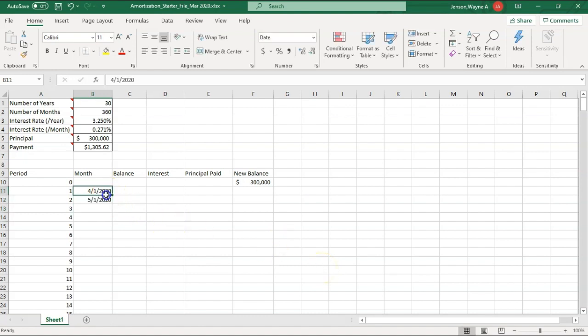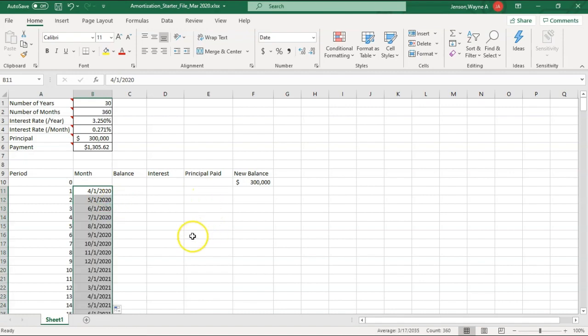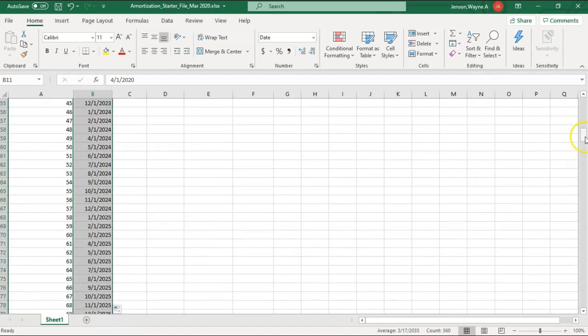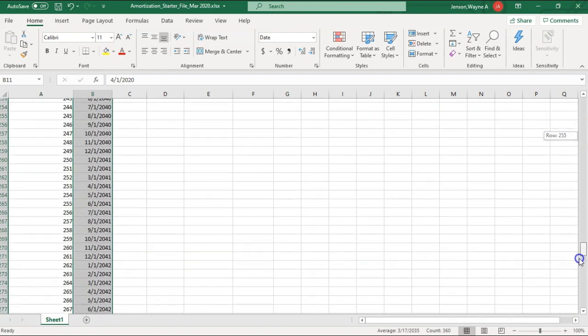And then we want to fill down those months all the way down to the bottom. So the best way to do that, or the easiest way, is to just highlight this range of cells, B11 through B12, and then use our fill handle. If we just double click on the fill handle, it'll fill it all the way down to where that 360 is. Okay? And it does, months.